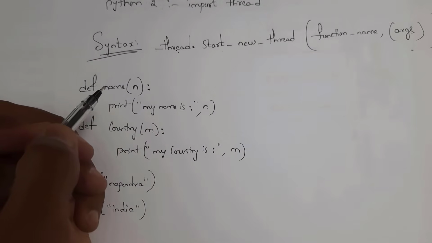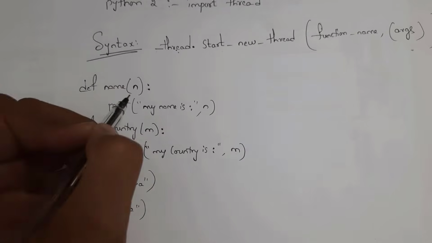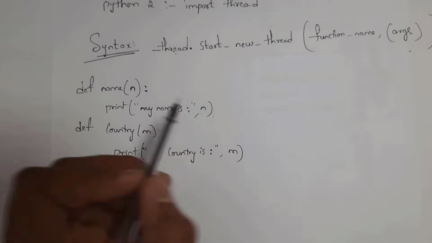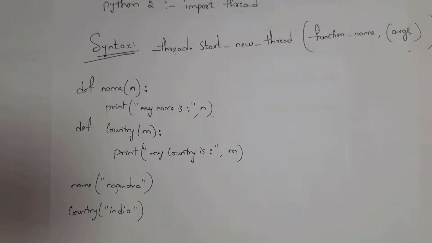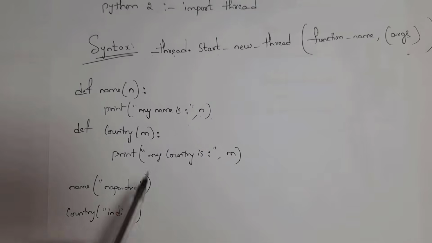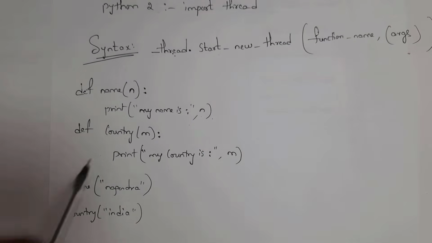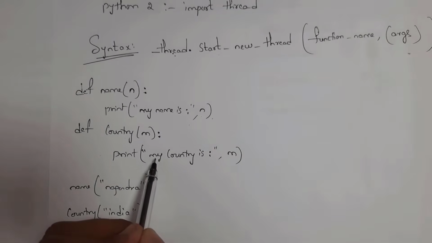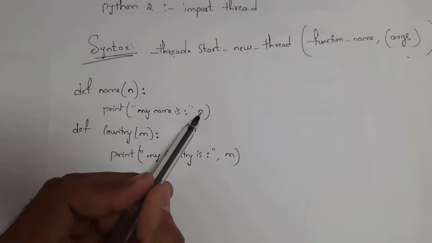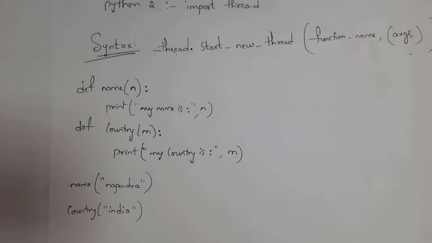Now inside this name function I am writing one statement like print "my name is", where my name is string, so take quotations, comma, n. And similarly I took another function, that function name is country, and inside country I wrote the parameter m, and give a colon. Now inside this country function I wrote one statement like print, inside quotations "my country is", comma, m.